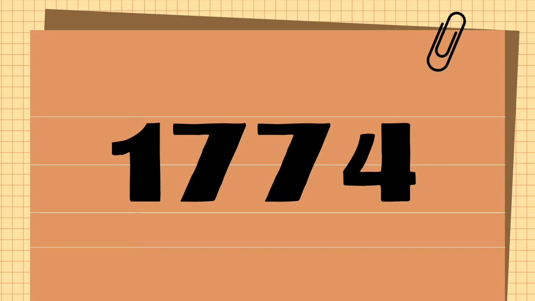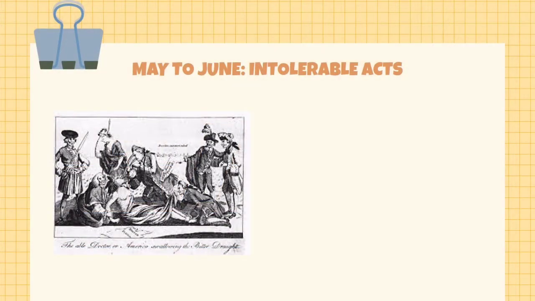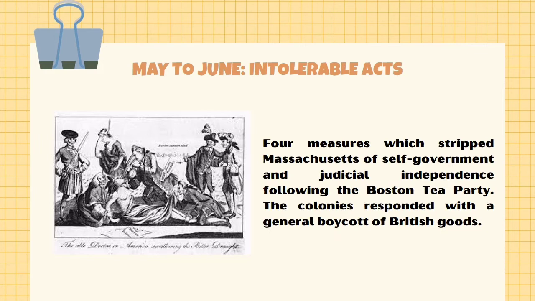Let us now move forward to discuss the important events that happened in 1774. May to June, the Intolerable Acts. The Coercive Acts, which were called the Intolerable Acts by the American colonies, were passed by Parliament in 1774 in response to colonial resistance to British rule.